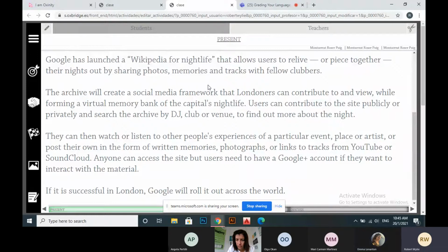So we could try and simplify this already, together. Instead of saying Google has launched, Emma, what could we say instead of launched? Created. Yeah, has created. Even if we wanted to make it even easier, we could just say Google created a Wikipedia. That way we're just using the verb to create in the past simple with the ed, and most students at a P2 level already know that if it has an ed, then it's the verb in the past, and at a P2 level they're starting to do the past simple. So something like Google created a Wikipedia for nightlife.